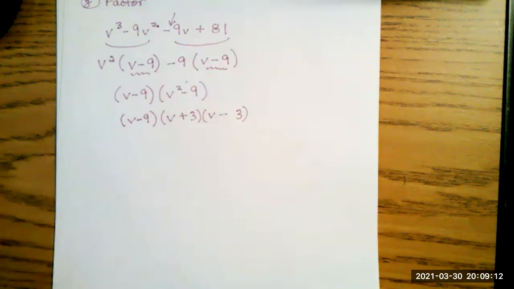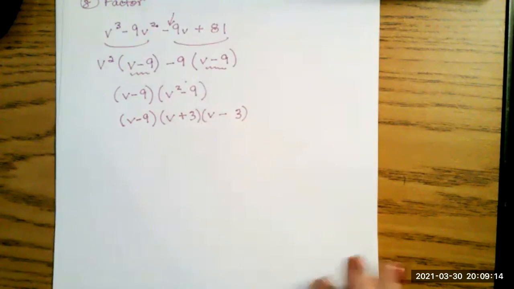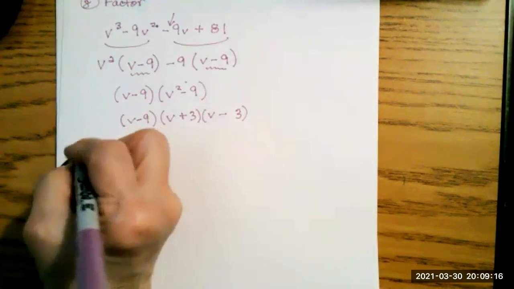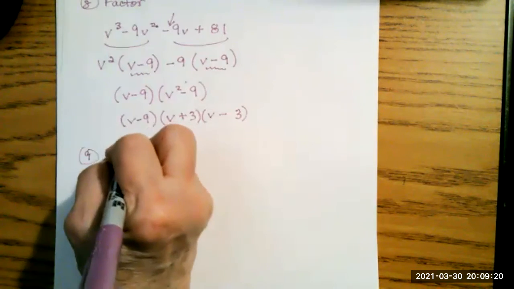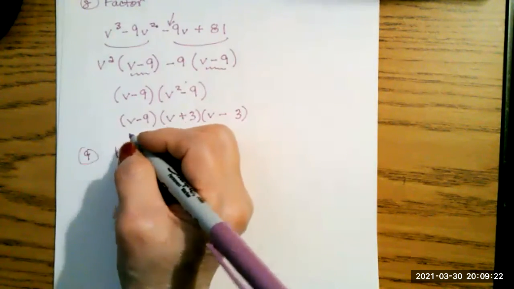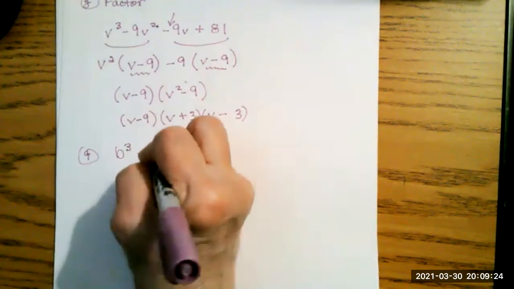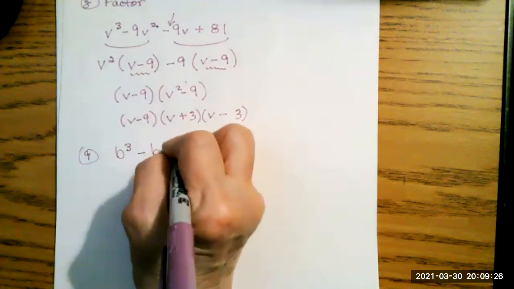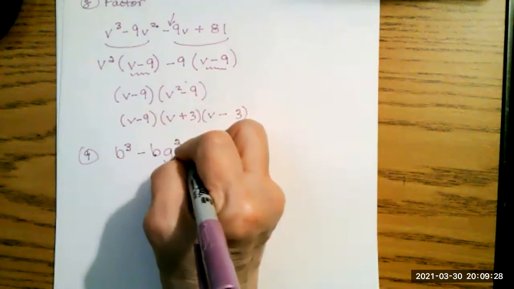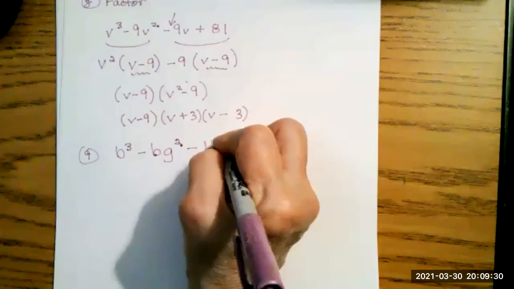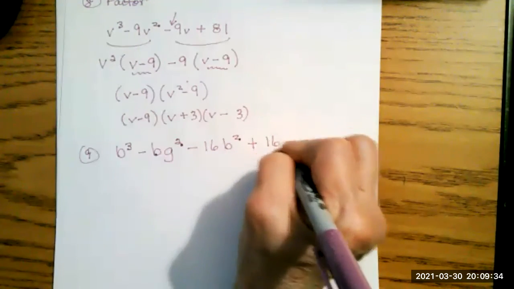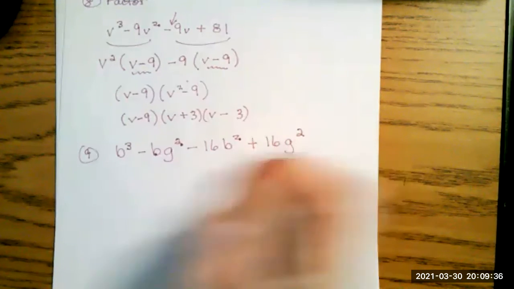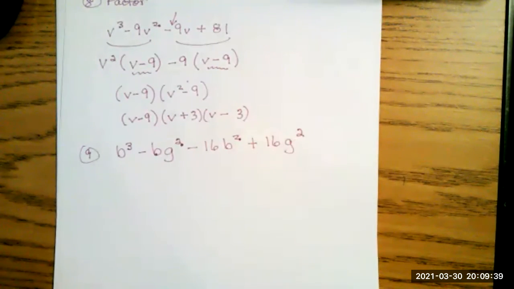Any questions? Okay, there's only a couple more. Let's see. We have b cubed minus bg squared minus 16b squared plus 16g squared. B's and G's all mixed up.